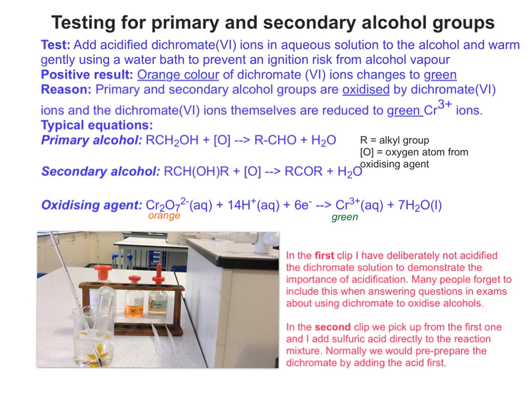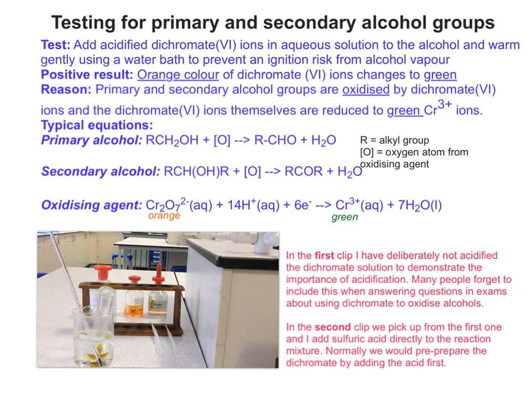Normally what we do is we pre-prepare the dichromate by adding the acid to the dichromate before we add the dichromate to the reaction mixture. But hopefully you're starting to spot that there's a change happening. You can see a slight darkening of the reaction mixture in the test tube.